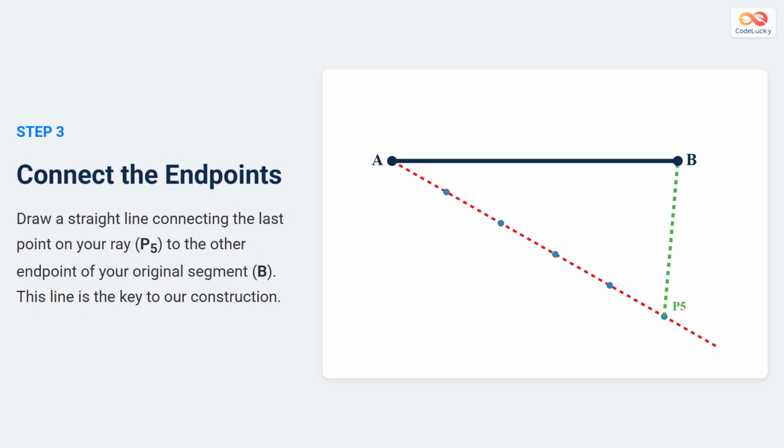The next step is to draw a single straight line. This line will connect the very last point we marked on our ray, P5, to the other endpoint of our original segment, which is B.